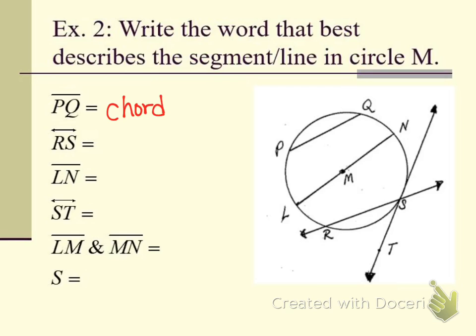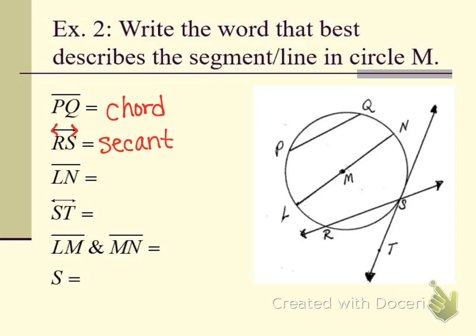That second one, it might be a little hard to see if you're in the back. There are arrows on that one, so it's talking about line RS. Line RS is a secant. It is a line that goes through the circle, touching it at two places.